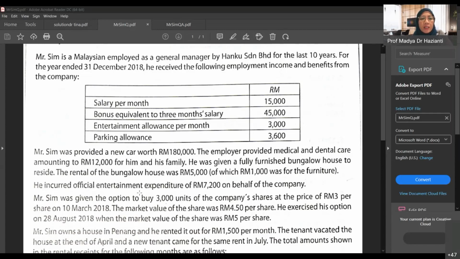He incurred official entertainment expenditure of 7,200 on behalf of the company. You see, he gets an allowance, but he also spends entertainment expenditure.